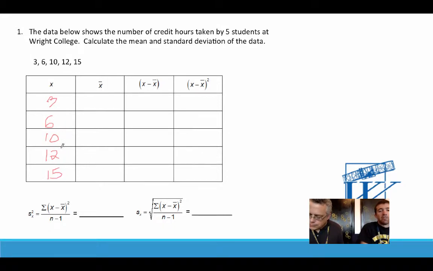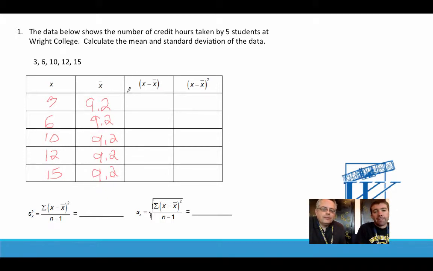Mr. Miller is going to figure out our mean for us. We got 9.2. So that's the average, and that's what we would use as the center of this data.